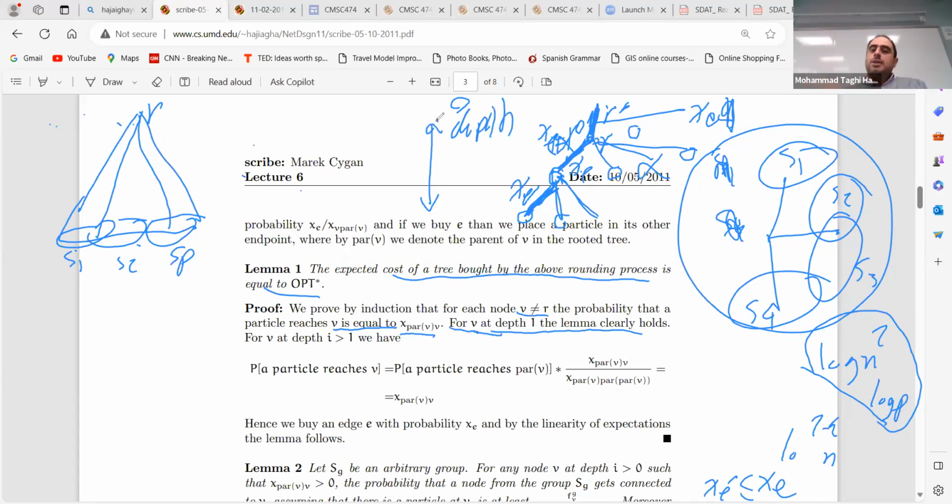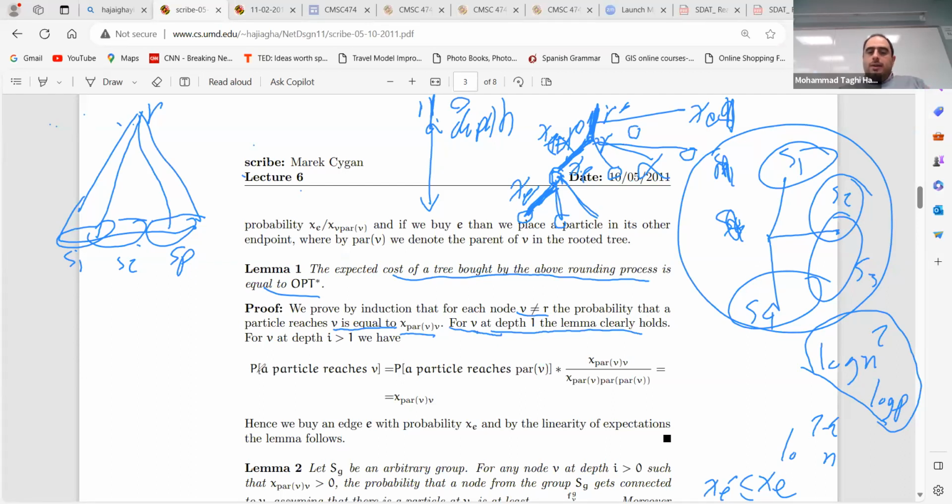So the depth of the root is say 1. Because as I mentioned, why is it 1? Because I have added one other vertex that has X equal to 1. So I prove by, okay, so for the vertex root it is correct. Now what about for this one? So for V at depth 1, the lemma holds.